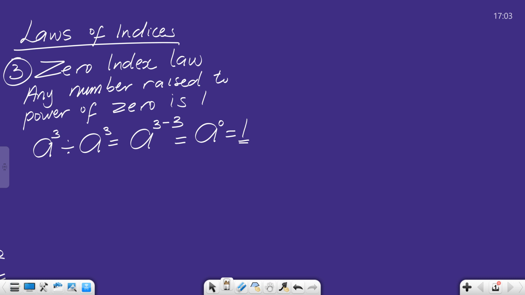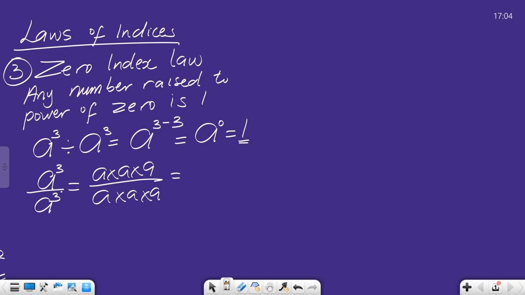To prove the law further, let's look at this. I have a to the power of 3 divided by a to the power of 3. So what does this mean? Here I will have a times a times a, all over a times a times a. So what will this give me? A over a is 1, a over a is 1, another a over a is 1. So 1 times 1 times 1, all over 1 times 1 times 1, I have 1. And this will give me 1. That is the third law of indices.